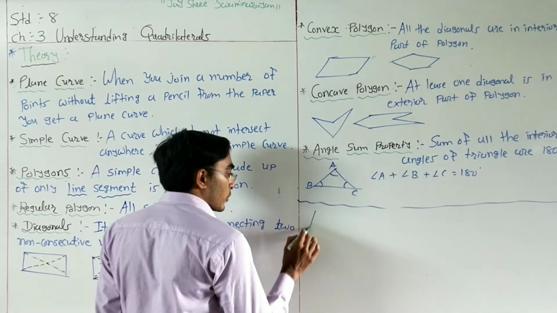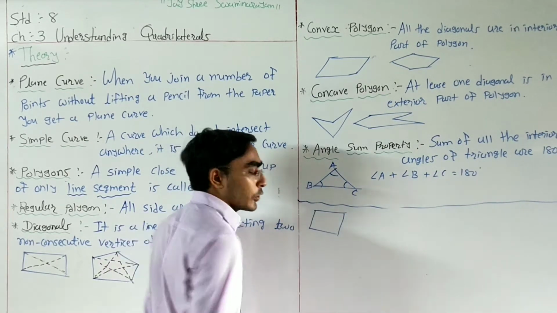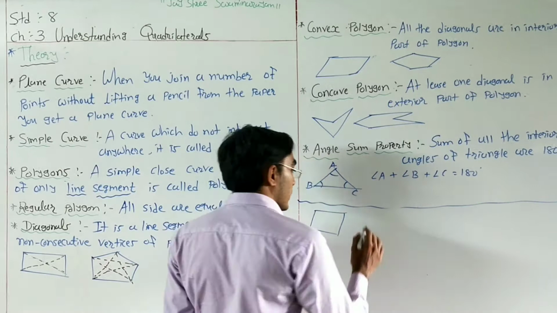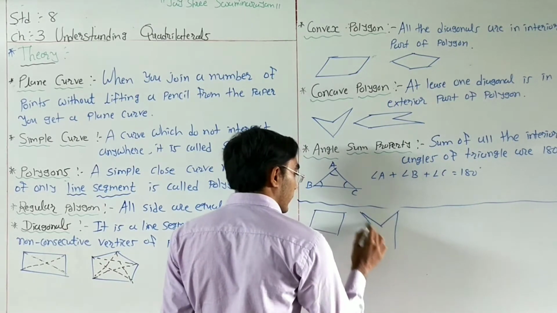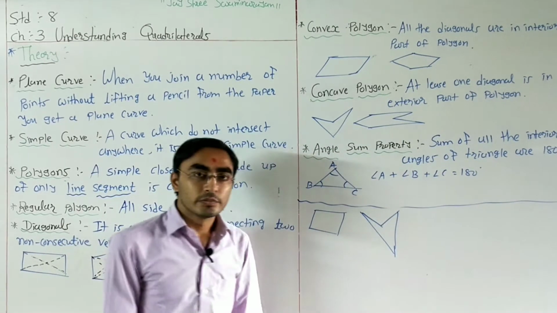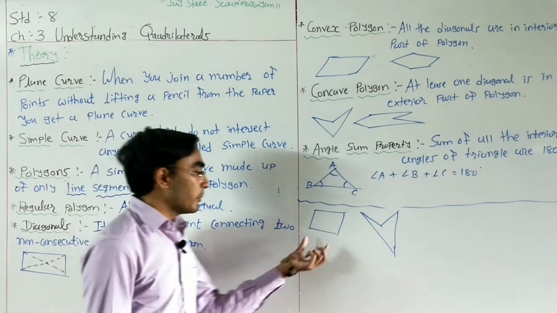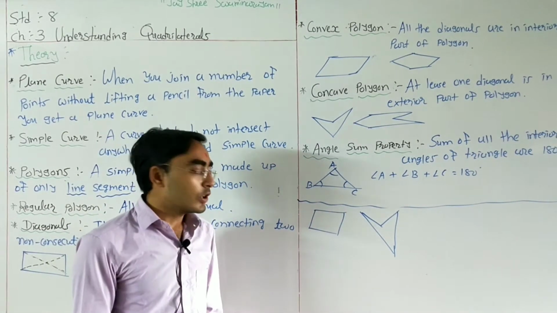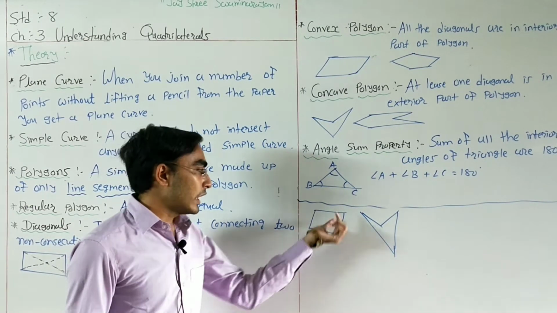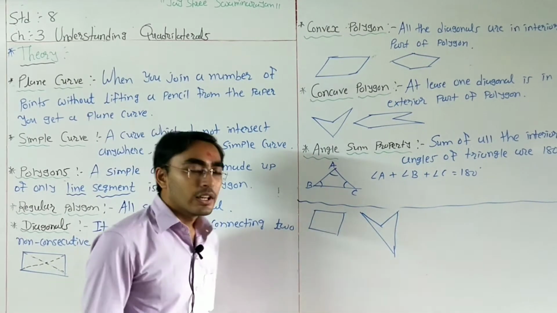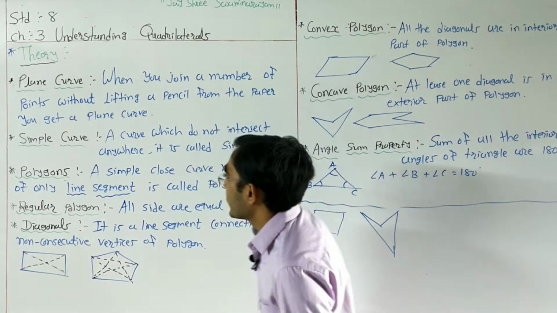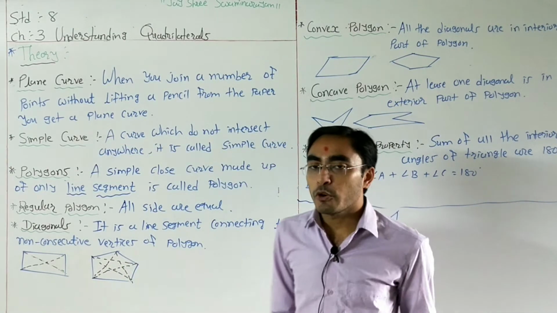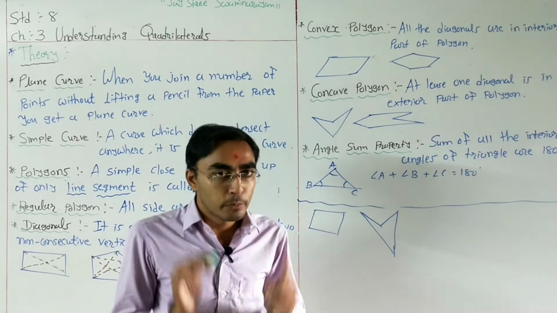That means if we draw like this, this is a polygon. You can also draw like this. This is one polygon, because here only line segments are there and it is continuous. It does not break anywhere. It is a continuous line segment. So this is a polygon. A simple closed curve made up of only line segments is called a polygon.